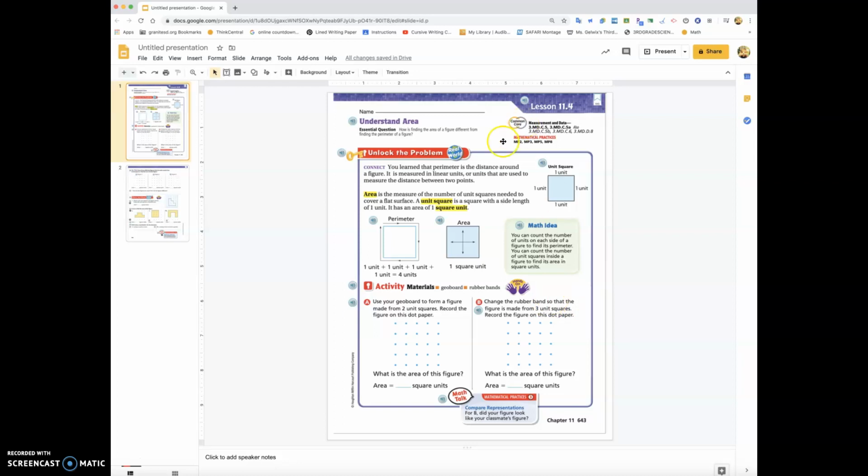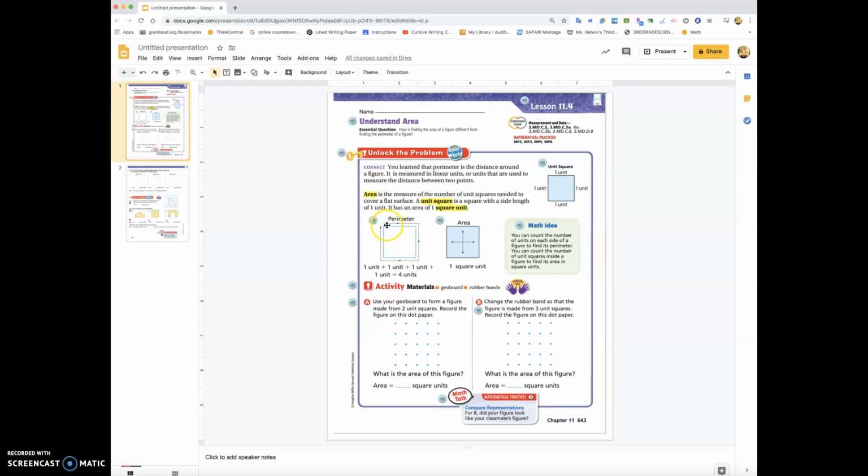So by now you should know that area is the measure of the number of unit squares needed to cover a flat surface. I like to tell my students that perimeter, that we did the last couple of days, is like if you're outside, how much fencing you need. Area is how much grass you need. It's what you need to cover the ground, okay? It says a flat surface because you can also use it for wallpaper or paint. Anything that's a flat surface, you're covering the surface. Perimeter is around, area is what is on that flat surface, on the ground or on the wall or the ceiling.